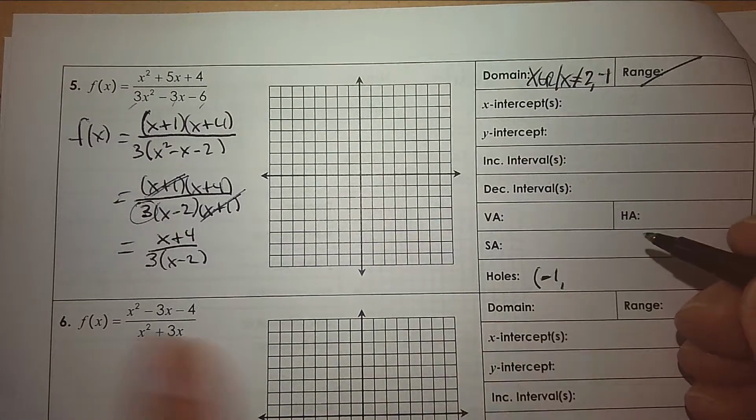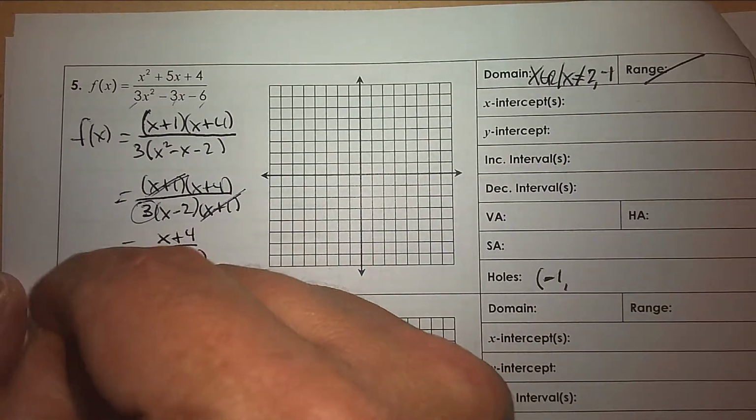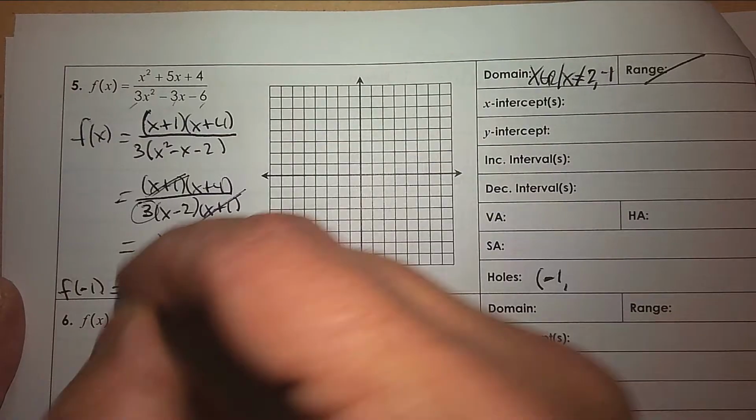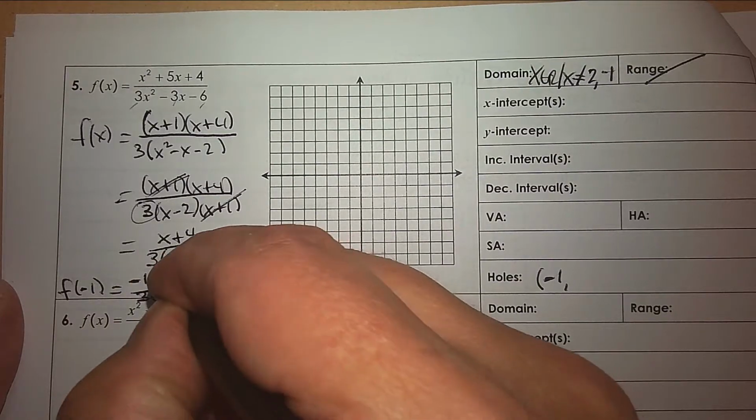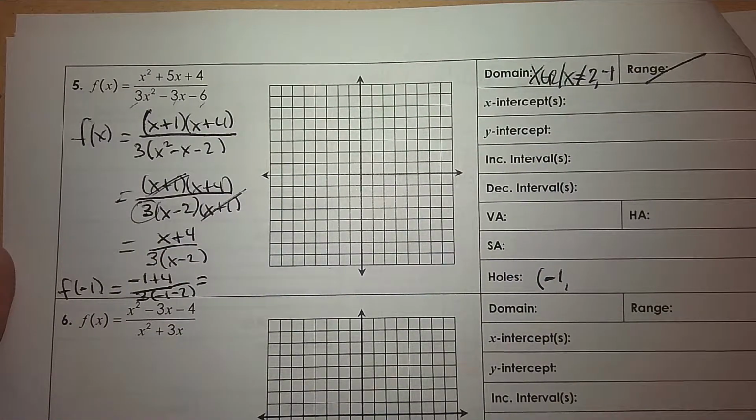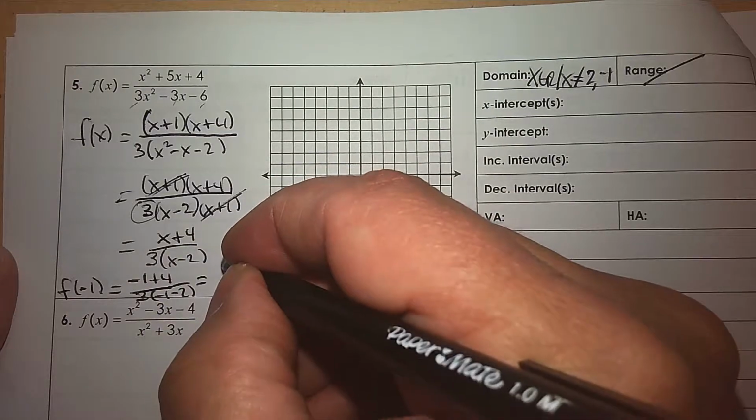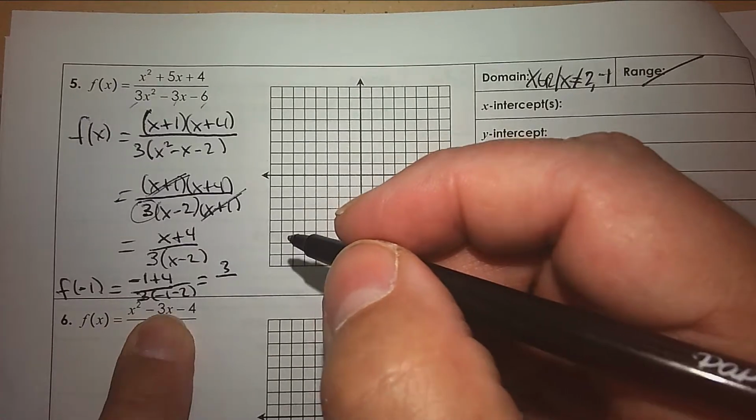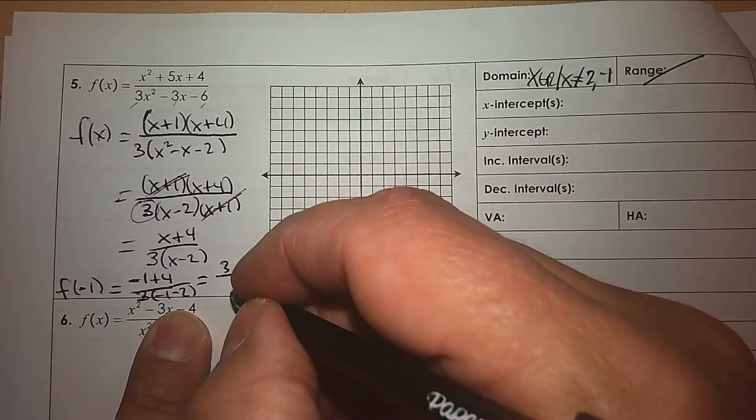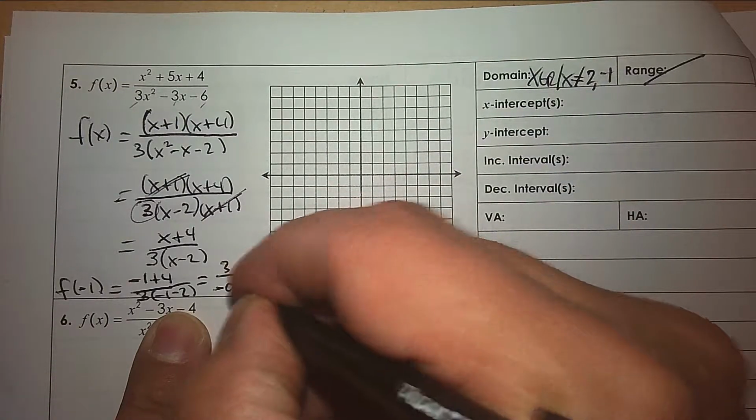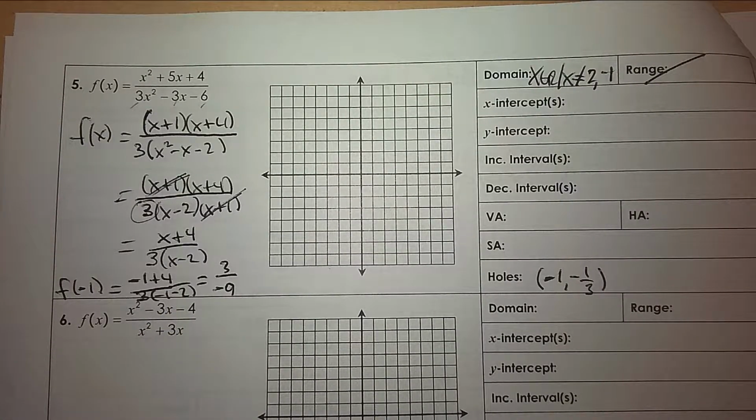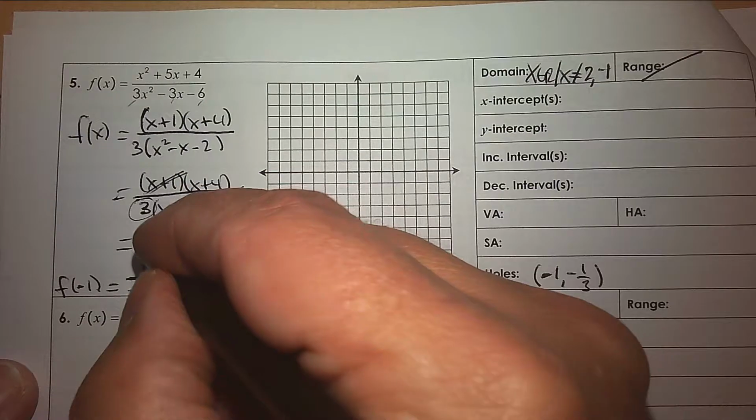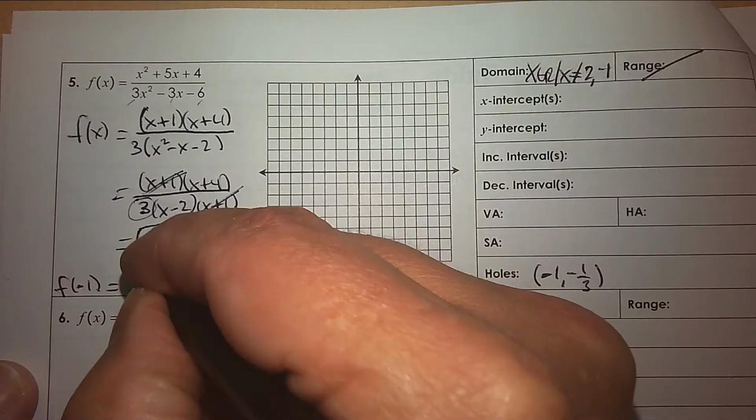We can right away find the y value of the hole, just because we're here. So where there's an x, I'm going to put in -1. So -1 plus 4 is 3. -1 take away 2 is -3. Times 3 is -9. So the hole is at -1 and -1/3. So I'm going to put a box around it. This is what we're looking at right now.